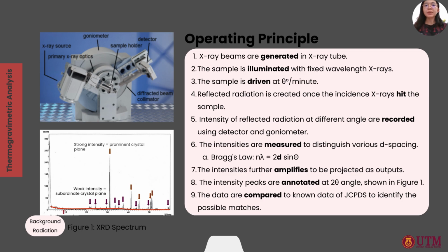The intensity peaks are then annotated at 2 theta angle as shown in figure 1, the XRD spectrum. The data are then compared to the known data set of JCPDS to identify the possible matches. In this figure 1, peaks with strong intensity represent the prominent crystal plane, and the rest of the peaks with weak intensity represent the subordinate crystal plane. Lastly, the red line represents the background radiation.